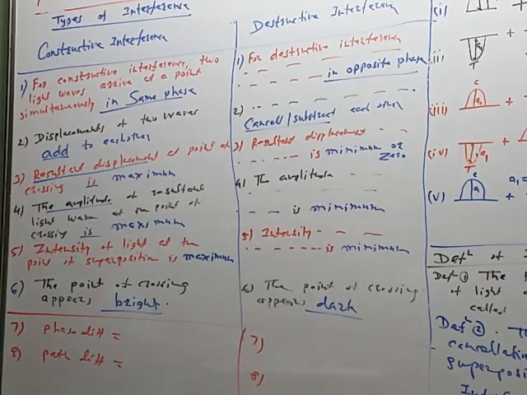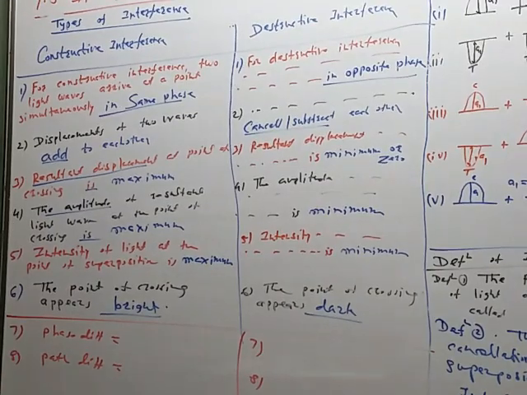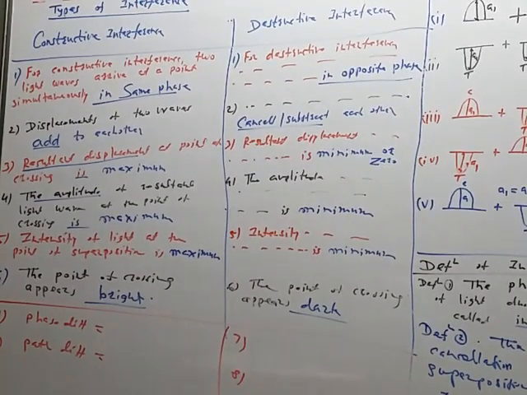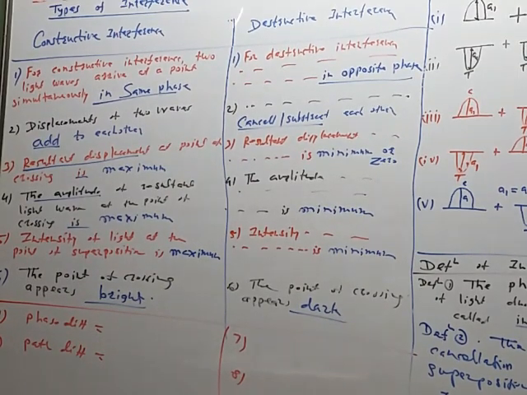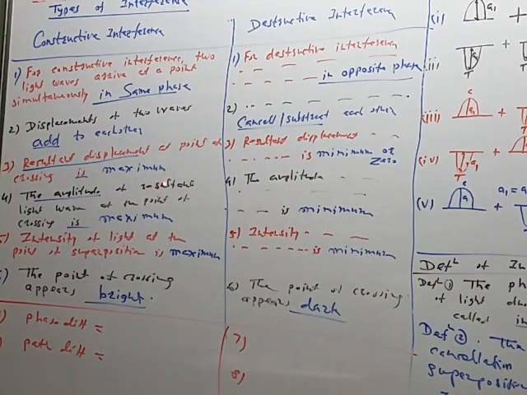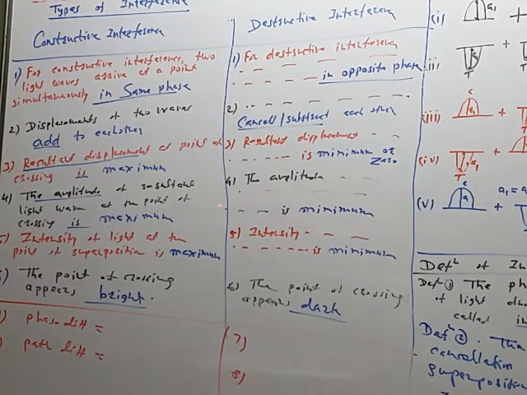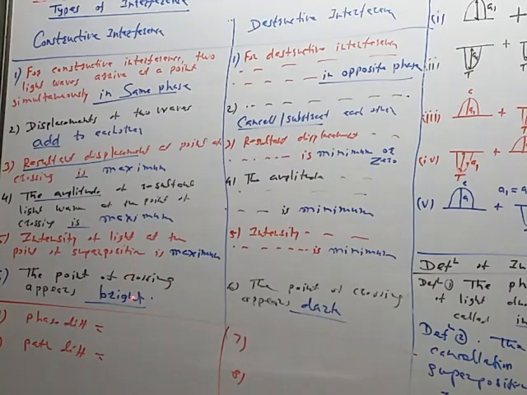So the distinction between constructive and destructive interference is given like this. If the question is asked, explain the types of interference, then you have to give these two types. First we will complete the paragraph of constructive interference, and it can be given like this. For constructive interference, the two light waves arrive at a point simultaneously in the same phase. Therefore, their displacements add to each other. Hence, the resultant displacement at the point of crossing becomes maximum, and therefore the amplitude of the resultant wave at the point of crossing is maximum. Since intensity is directly proportional to the square of amplitude, therefore intensity at the point of superposition is also maximum, and since intensity is maximum, the point appears brighter. This is called constructive interference.